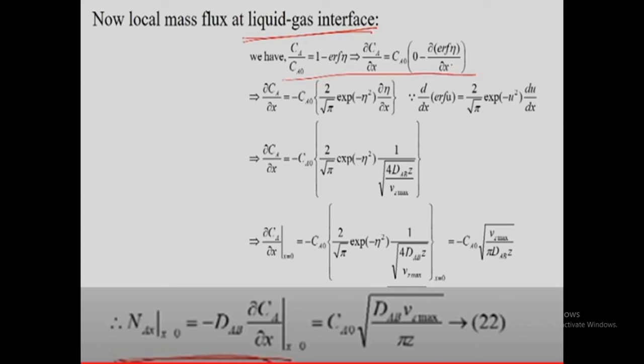Why? Because dou C_A by dou x already has 1 by root of D_AB, right? D_AB is the root value. So here D_AB is there, so this D_AB converts into root D_AB into root D_AB, and one root D_AB is cancelled. Finally we get root of D_AB in the numerator part. So here root of D_AB v_z,max divided by pi z. So this is the last expression.